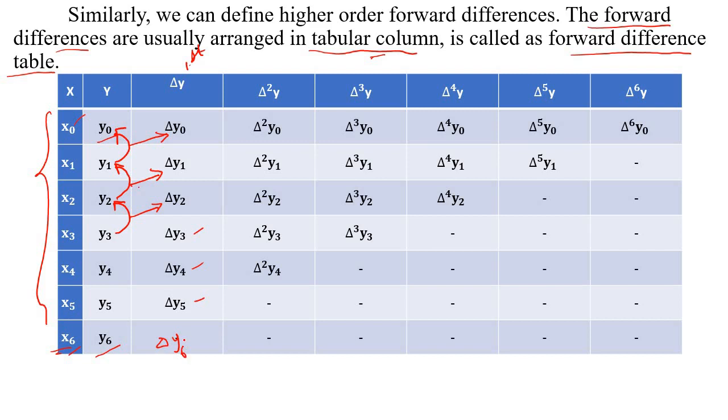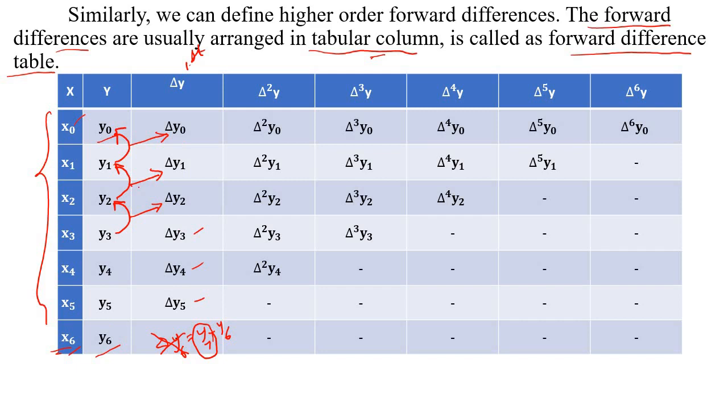y6 here. I'm not mentioning anything here because according to the definition, delta y6 is y7 minus y6, but I don't have a y7 value. So this is not possible. In the beginning, I have 7 values of y, but when it comes to the first order, I will get only 6 values. So one value will decrease.